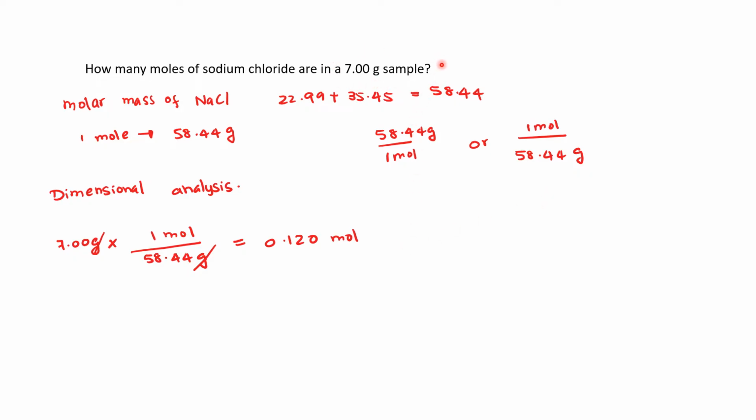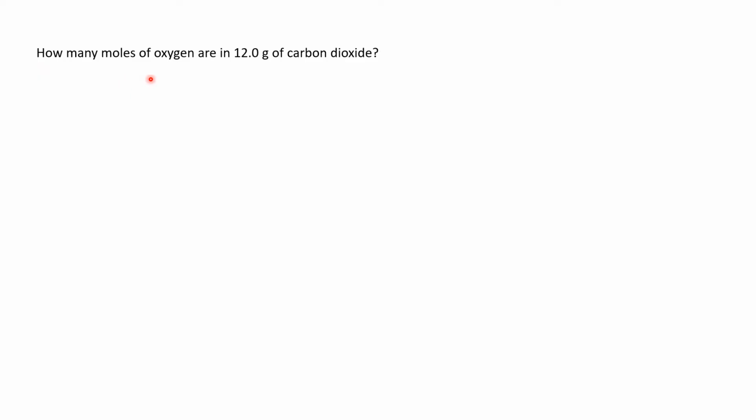So we take the 7 gram of sample, which is the subject of our question, and then we are going to write down one of these fractions in such a way that it cancels out grams to grams. So I am going to choose this fraction, 58.44 grams in the denominator, and you can see grams to grams cancels out and you are going to end up with the number of moles. So the answer to this question is 0.120 moles.